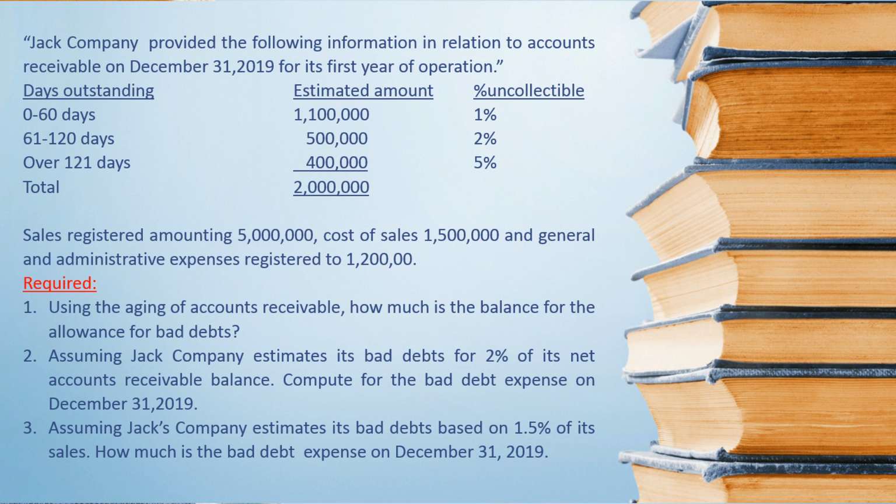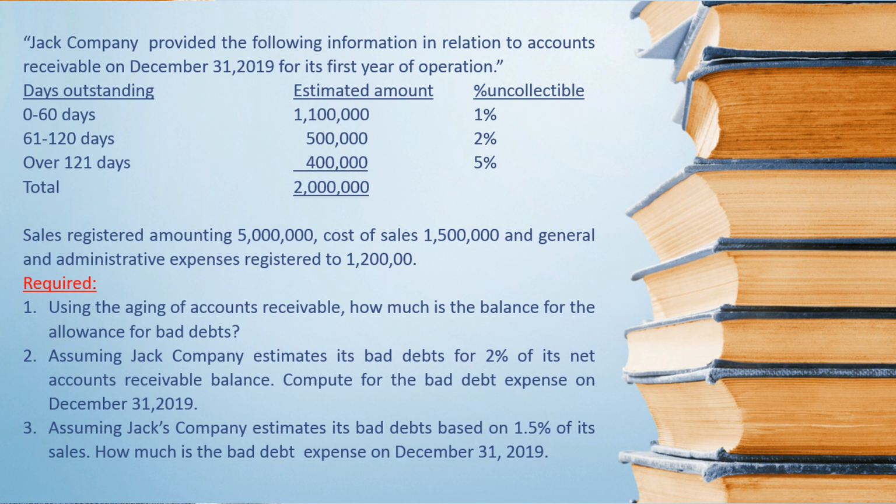Sales registered amounting to 5 million. Cost of sales 1.5 million. And general and administrative expenses registered to 1.2 million. So what is the requirement? The first requirement is using the aging of accounts receivable. How much is the balance for the allowance for bad debts?